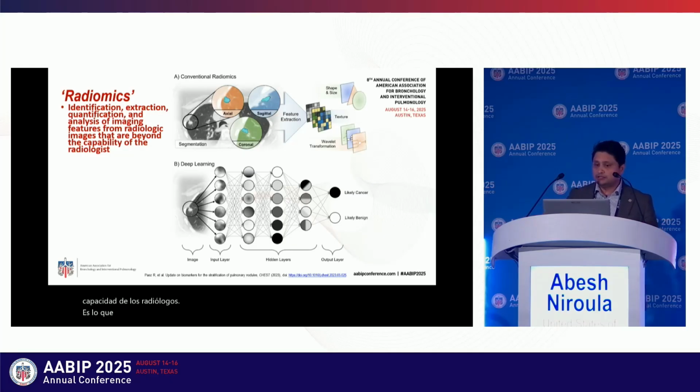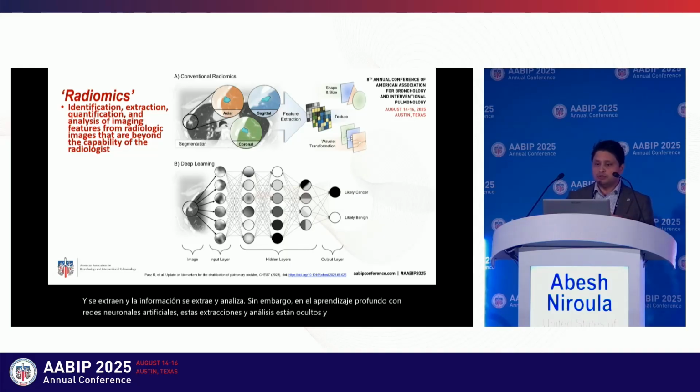And in conventional radiomics, the nodules are segmented and the information is extracted and analyzed. However, in deep learning with artificial neural networks, this extraction and analysis are hidden and only the output, for example, benign or cancer, is reported.